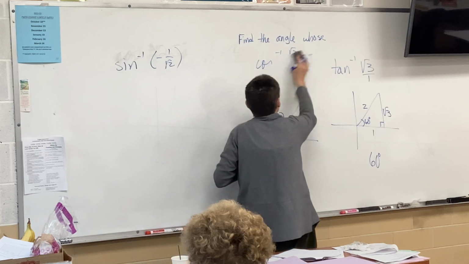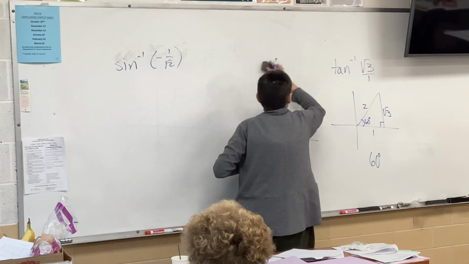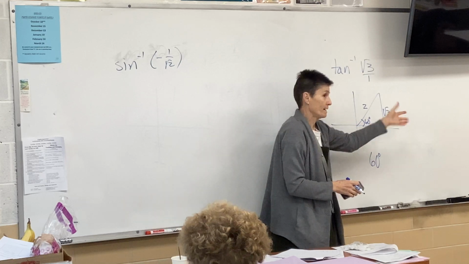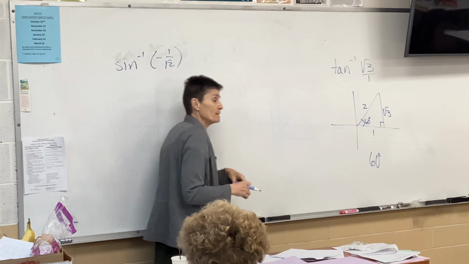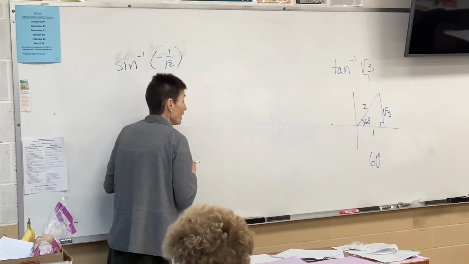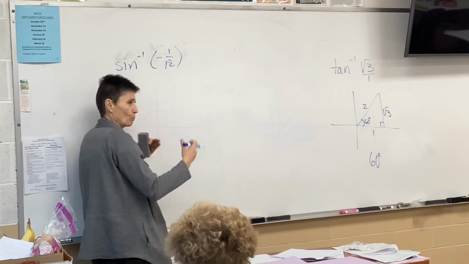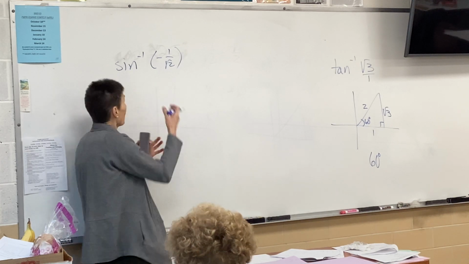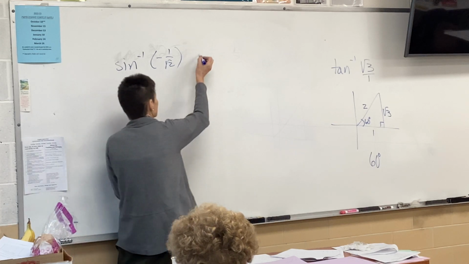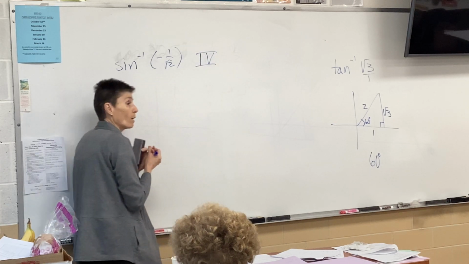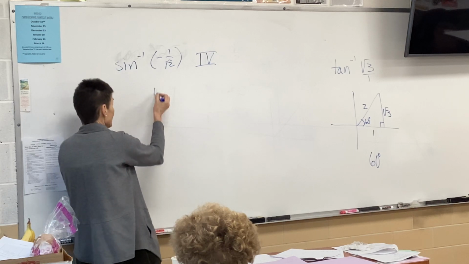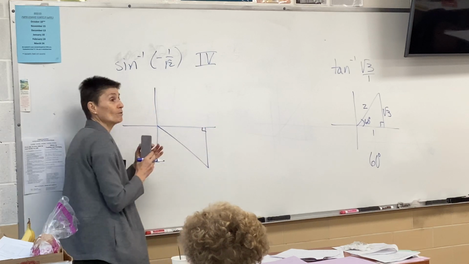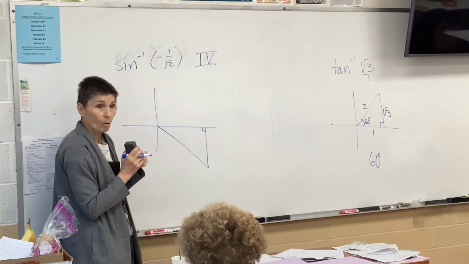Now, if the number is positive, you are going to draw your triangle in quadrant 1 every time. If the number is negative, I will tell you where to draw it. There are rules for this. I don't want you to have to memorize something else, so I'm going to tell you where to draw it. So this one, you're going to draw in quadrant 4. So when I draw my triangle, I'm going to draw it in quadrant 4. My butterfly bow tie in quadrant 4.